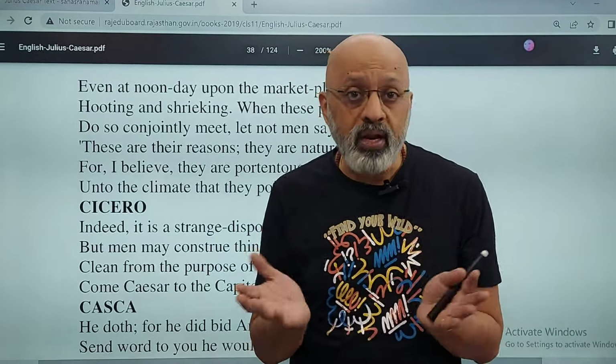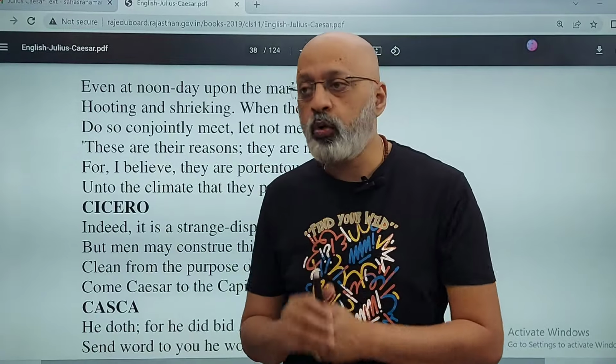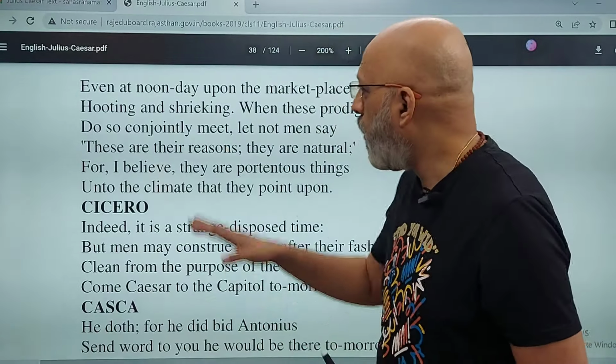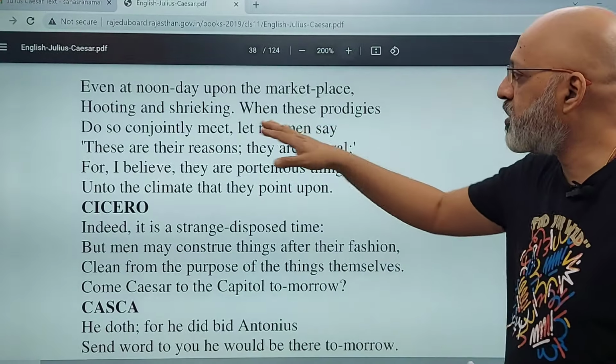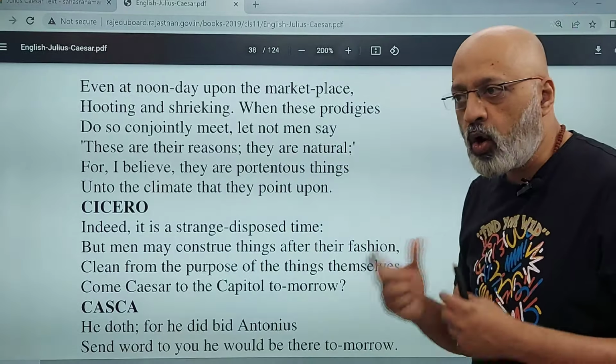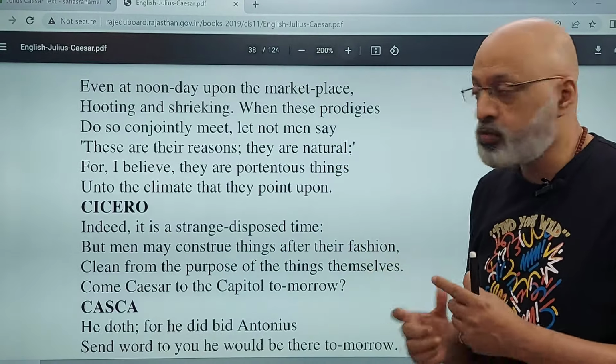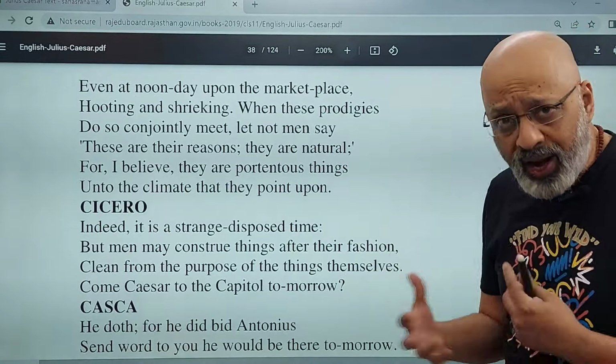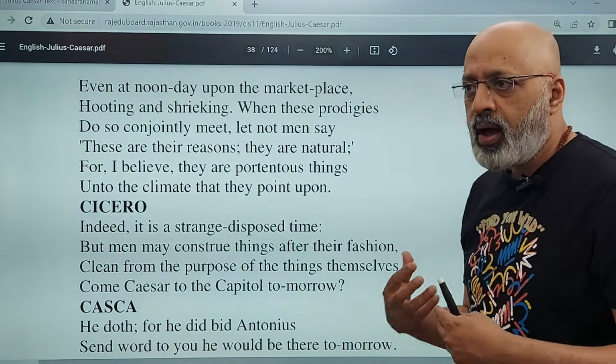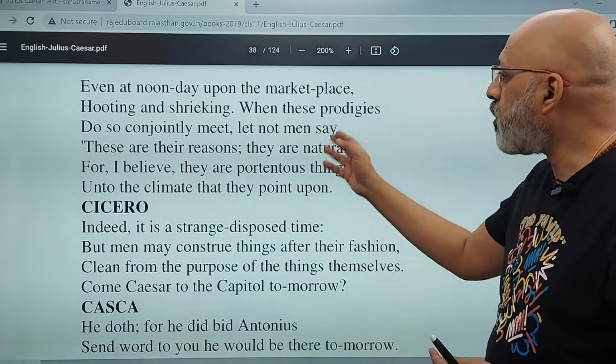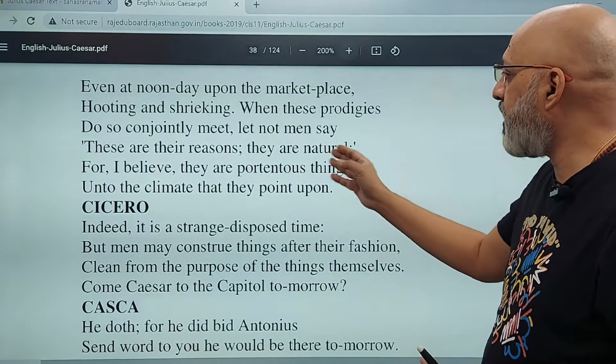And this you find in many of Shakespeare's plays, including Macbeth. Now, when all these prodigies do so conjointly meet, that is, when all these unnatural events, prodigies meaning unnatural events, happen around the same time, let not men say these are their reasons, they are natural.